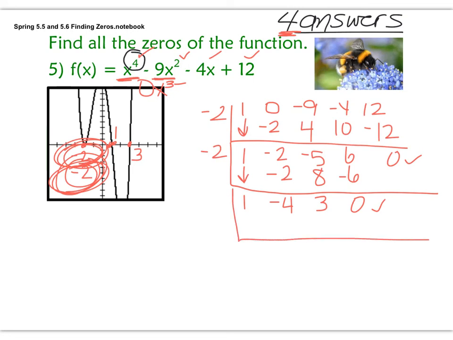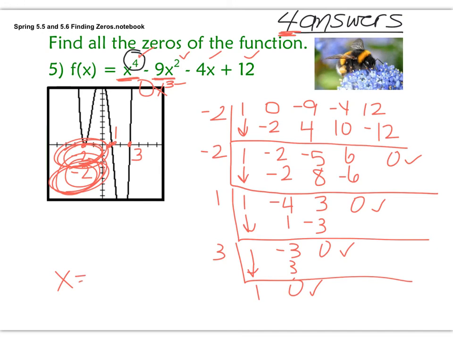Checking further, it crossed at 1. So multiply is 1. Add is -3. Multiply, -3. Add is 0. Check. That one worked. And checking the last one was a 3. Multiply, we get 3, and there's my 0, and I checked. All right, so x equals, we had -2, -2, 1, and 3.